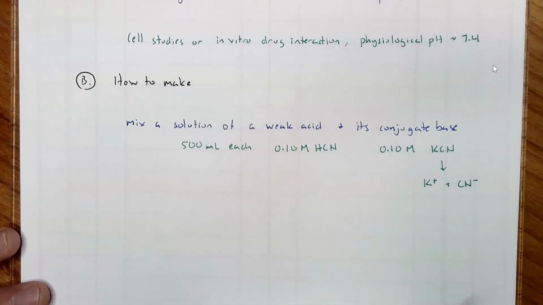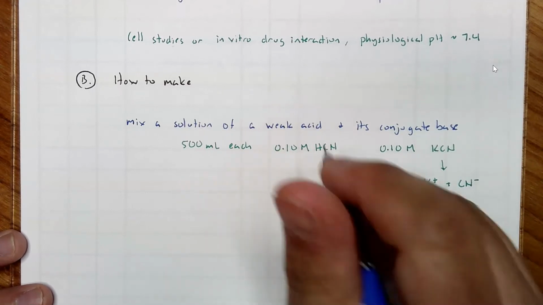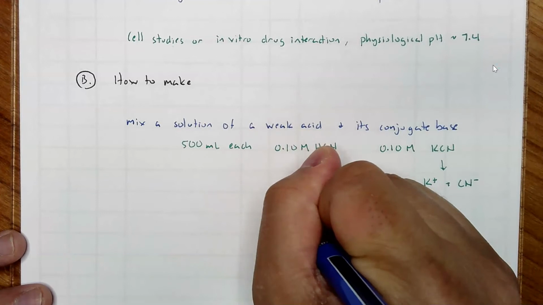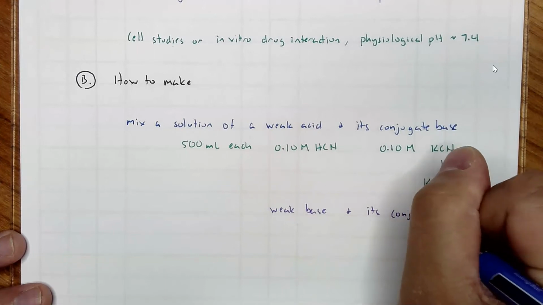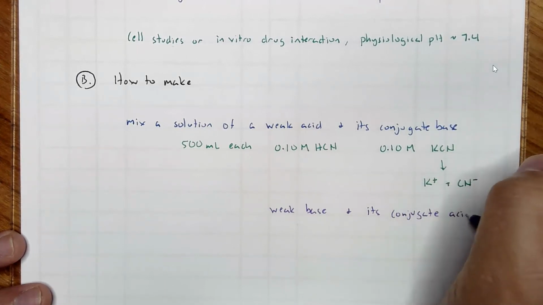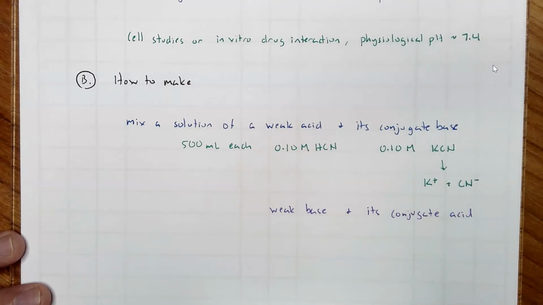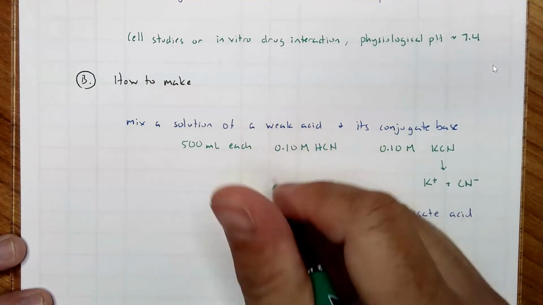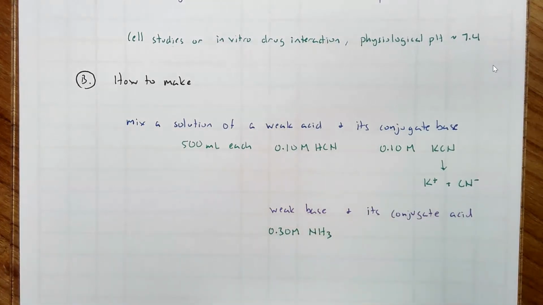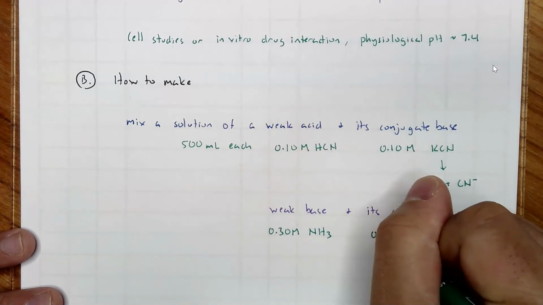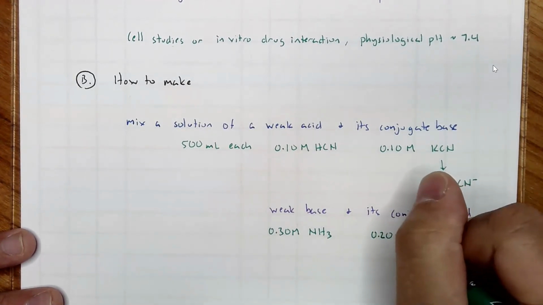Or the other way to make a good buffer is a weak base and its conjugate acid. A base that you should be very familiar with is NH3. Maybe we could take a 0.3 molar solution of NH3 and mix it with its conjugate acid. Let's take 0.20 molar. Concentrations don't matter right now.